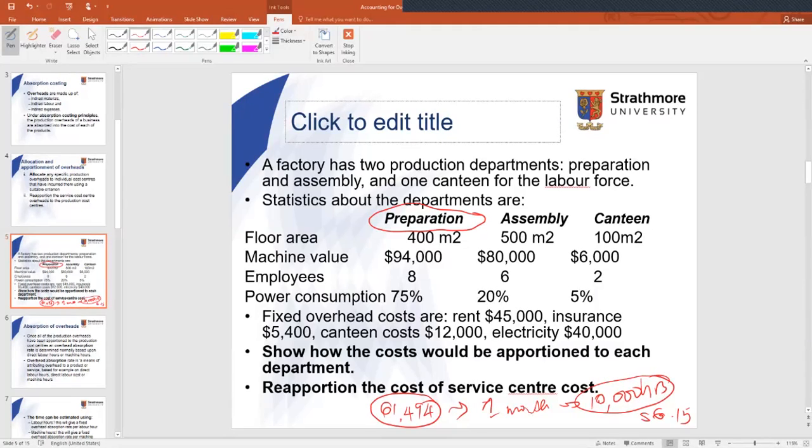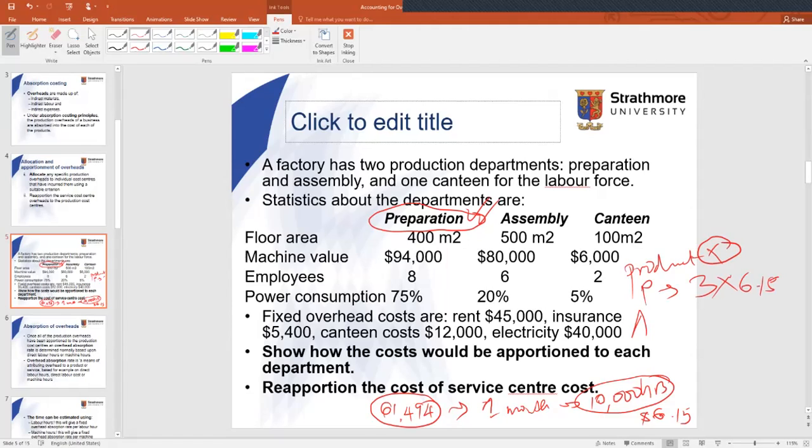For every one hour that an employee works in this department, the overhead is 6.15. So if you want to get the cost of a product, say product X that the company is making, we determine how many hours product X takes in this department. Assuming it took 3 hours in the preparation department, the cost to be absorbed into product X will be 3 hours times 6.15. This is for the preparation department.